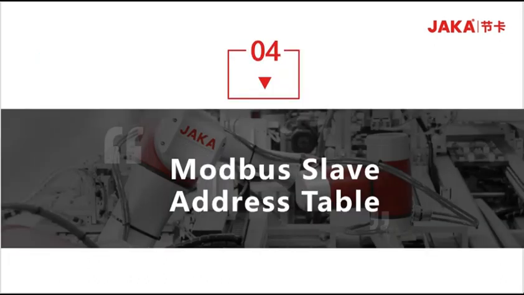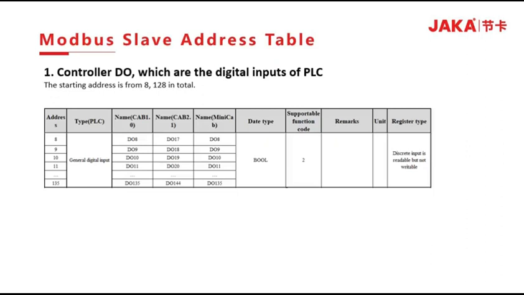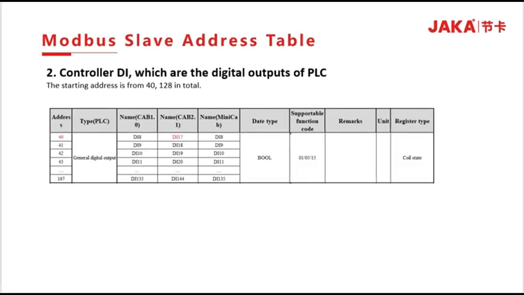Modbus slave address table. The first one is the controller DO, which are the digital outputs of the PLC. The starting address is 8 and there are 128 in total. The second one, controller DI, which are digital inputs from the PLC. The starting address is 40 and there are 128 in total.